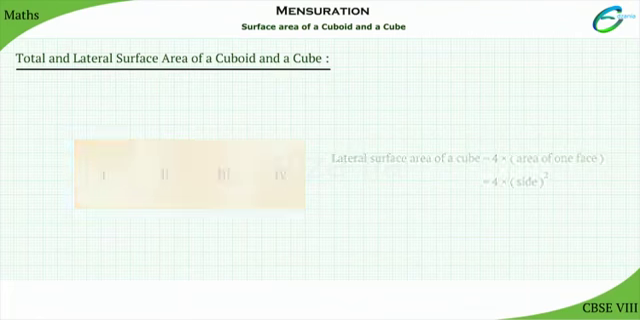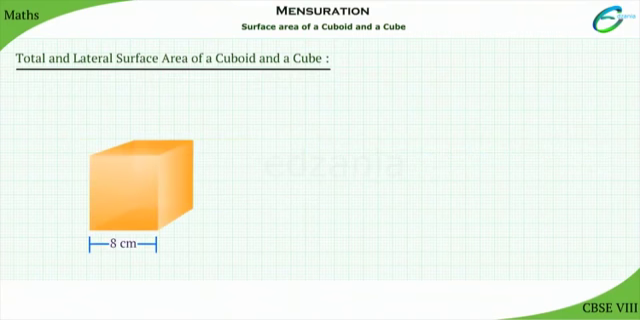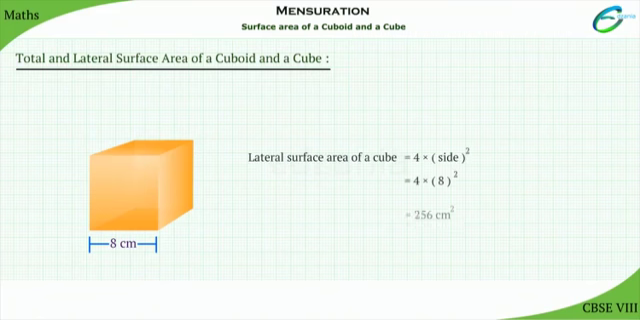The length of the side of this box is 8 centimeters. 4 times the square of 8 is 256. So 256 centimeters square is the lateral surface area.